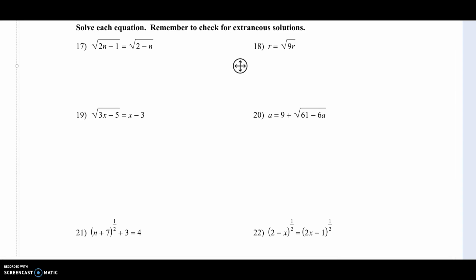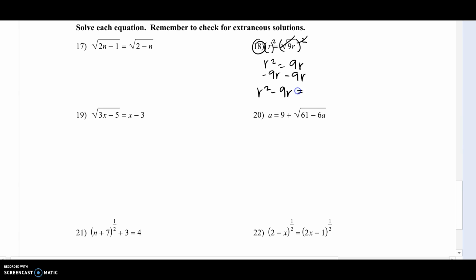Alright guys, so we're going to do 18. Okay, so the first thing we need to recognize is that we have a square root. And so we're actually going to square both sides. And so we have r squared equals, well, when we square the square root, those cancel. And we have 9r. We're going to subtract 9r from both sides, and so we have r squared minus 9r equals 0.